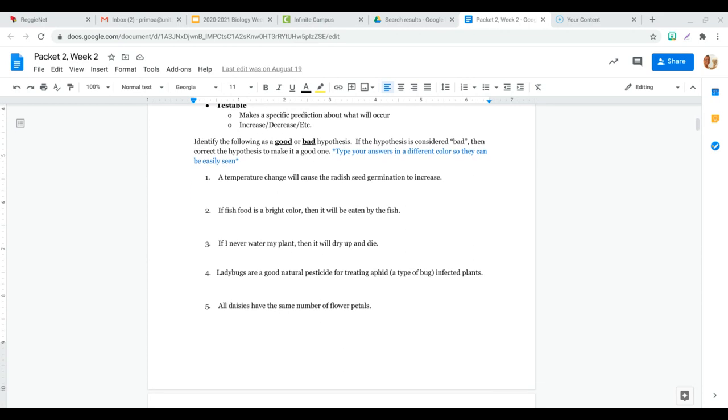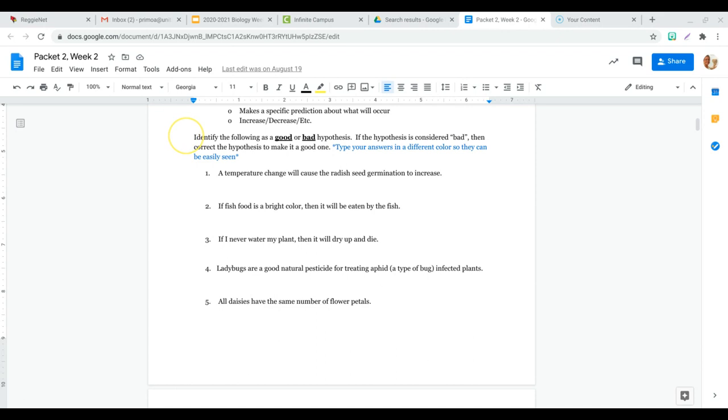So let's look at these really quick. So first of all, when reading the directions, identify the following as a good or bad hypothesis. If the hypothesis is considered bad, then correct the hypothesis to make it a good one. So here, this says a temperature change will cause the radish seed germination to increase. This is poorly written because it's not written in if-then format. So to change it, you could say something like, if the temperature increases, then the radish seed germination will increase.